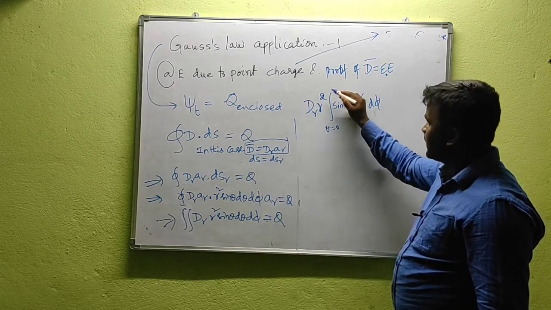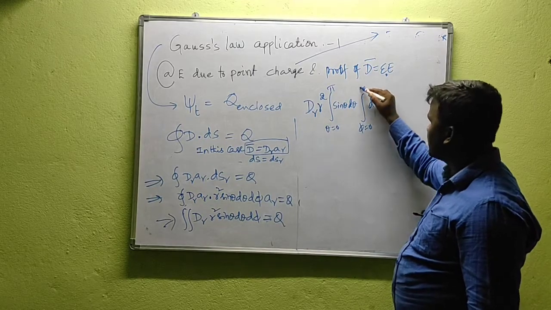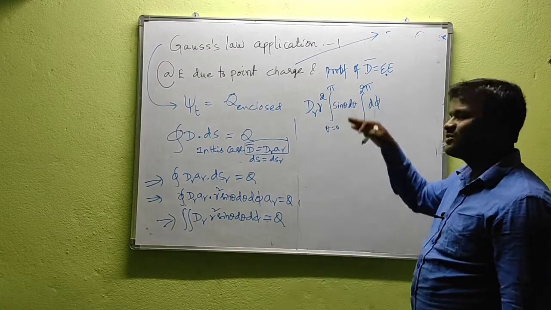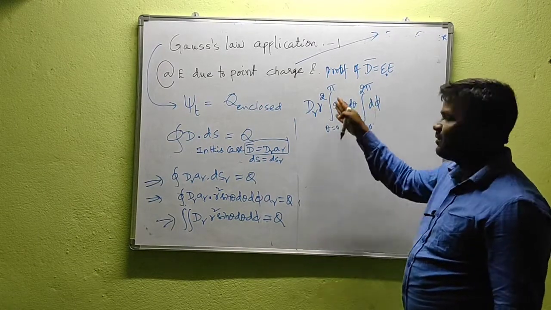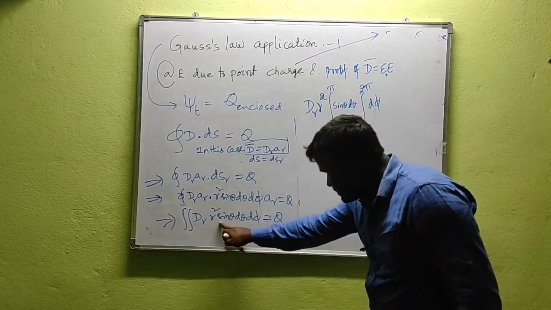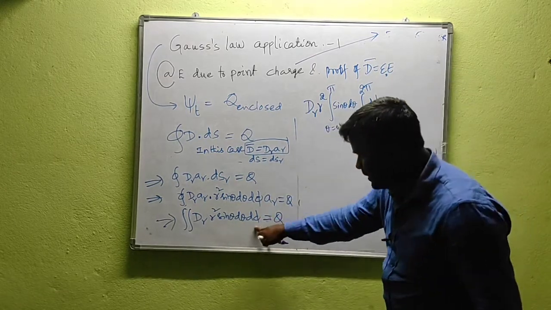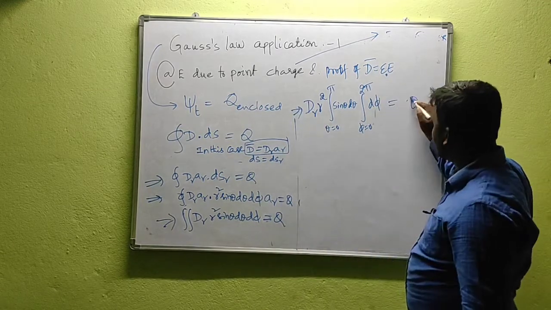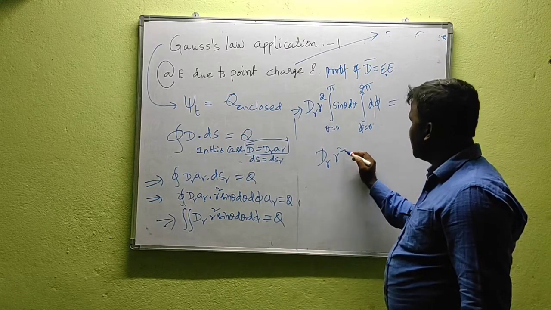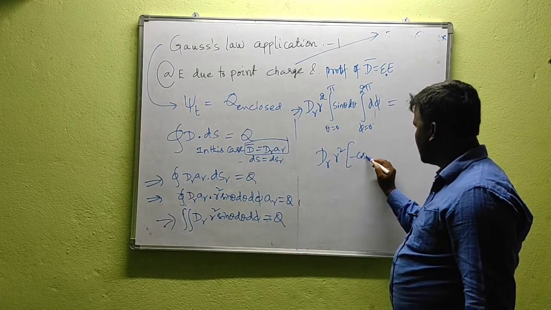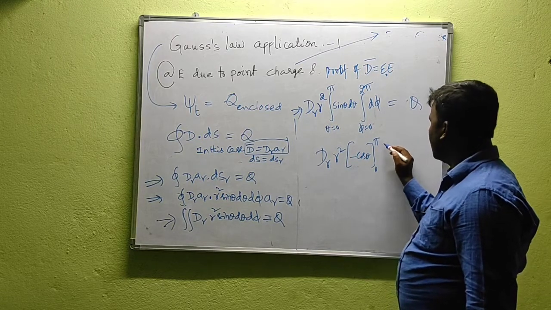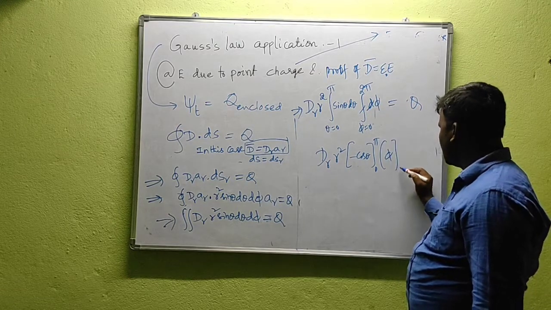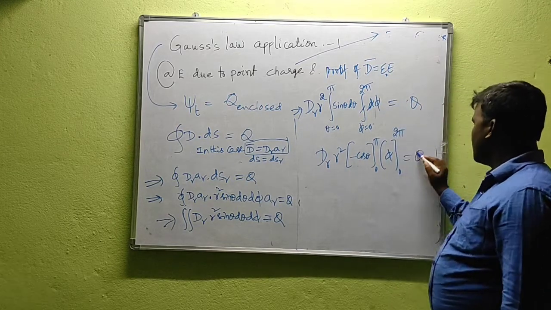So what about the theta range? Theta limits are 0 to pi, and what about phi limits? 0 to 2 pi. Okay, theta is varied from 0 to pi, that is half angle, and phi is full angle. You can remember like this, full angle means 2 pi, half angle means pi. Only we have the theta component sin theta d theta and the phi component d phi, equal to Q. Now we can write D_r into r squared, the integral of sin theta is minus cos theta, limits from 0 to pi, and the integral of d phi, integration and differentiation cancel out, we will get phi from 0 to 2 pi, equal to Q.